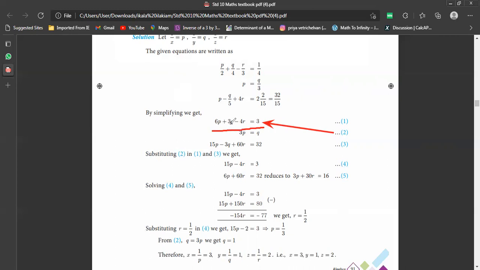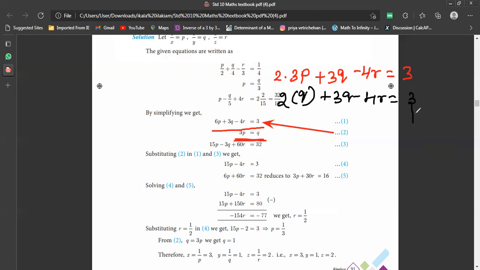You have 6P plus 3Q minus 4R equal to 3 here. 6P can be written as 2 times 3P. Write the remaining as it is, 3Q minus 4R equal to 3. So we can rewrite 3P as Q. We are substituting it. Again, you write the remaining thing as it is. 2Q plus 3Q. Now you can simplify this. You can add the similar variables. It's 5Q minus 4R equal to 3. Is it clear? Yeah. Okay. So let's assume this is the equation 4.